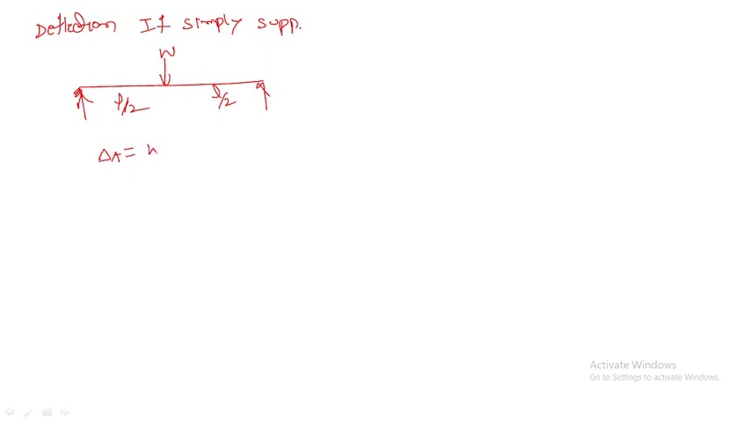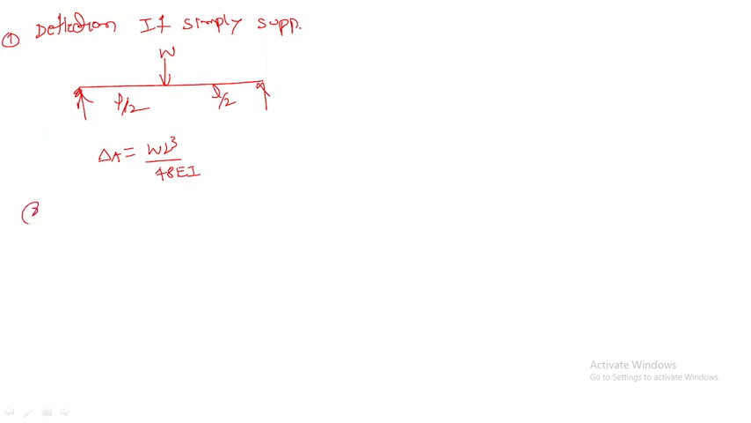Deflection, if simply supported, beam A carries a point load W. So I can draw here: this is a simply supported beam, and this is W, and this is L by 2, L by 2. Delta A equals WL cube divided by 48 EI, right? So this is our main condition, the first one.